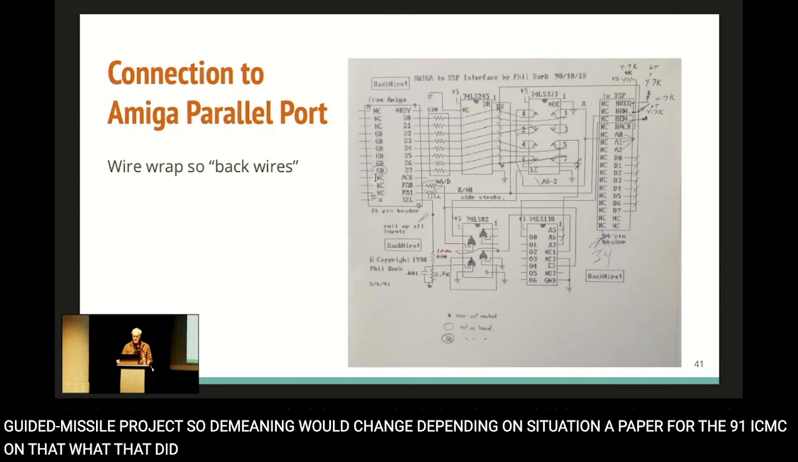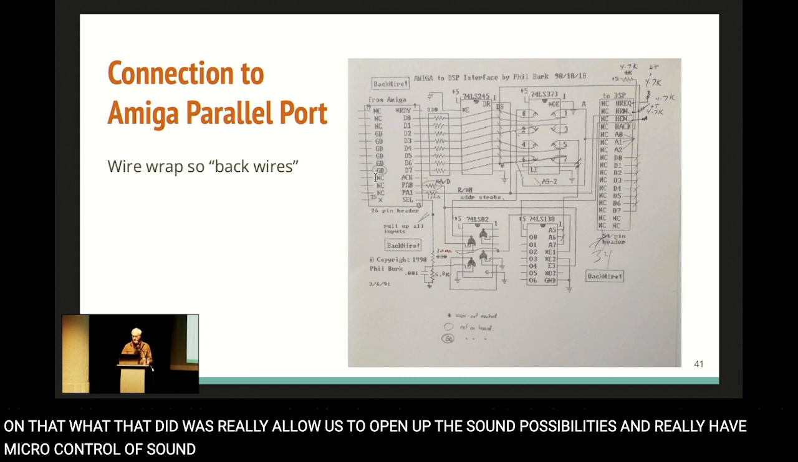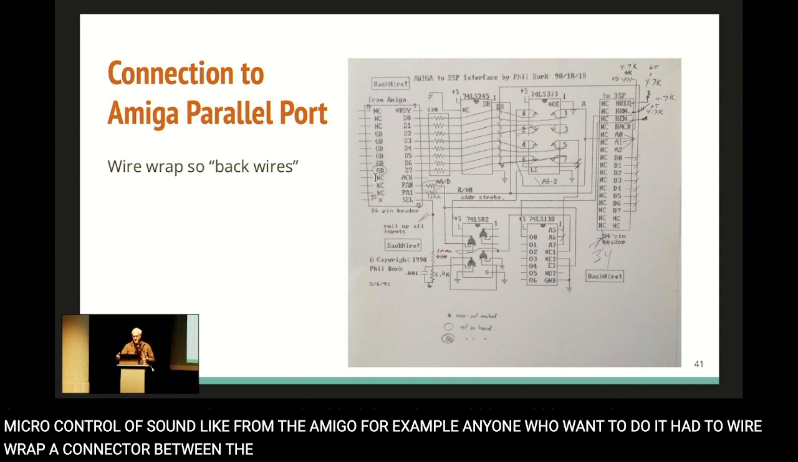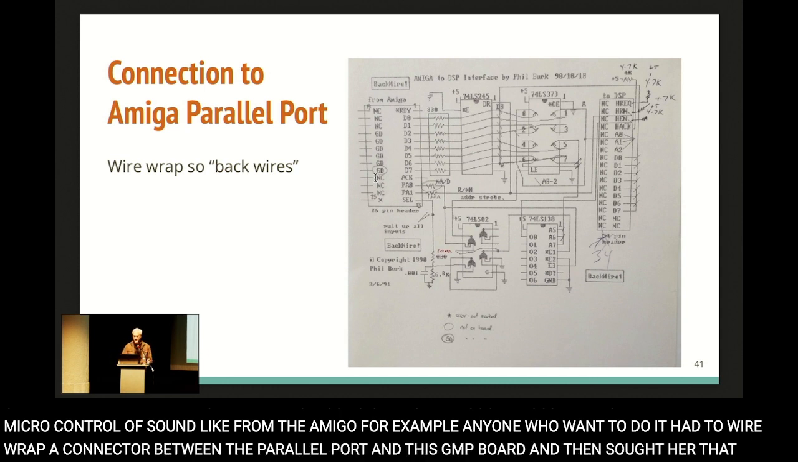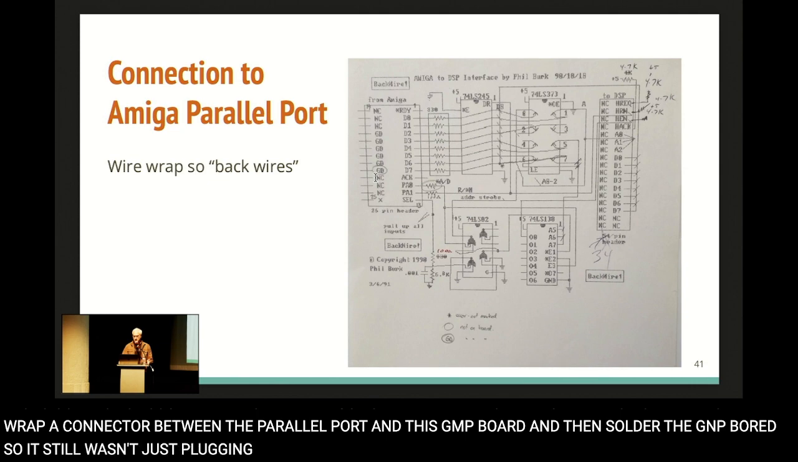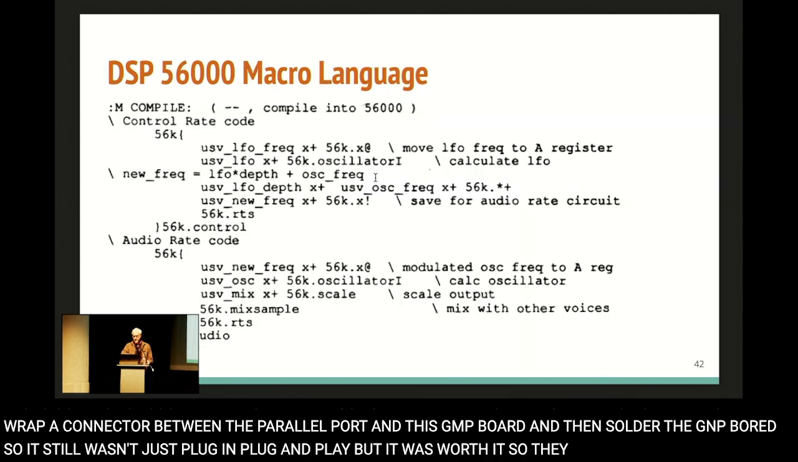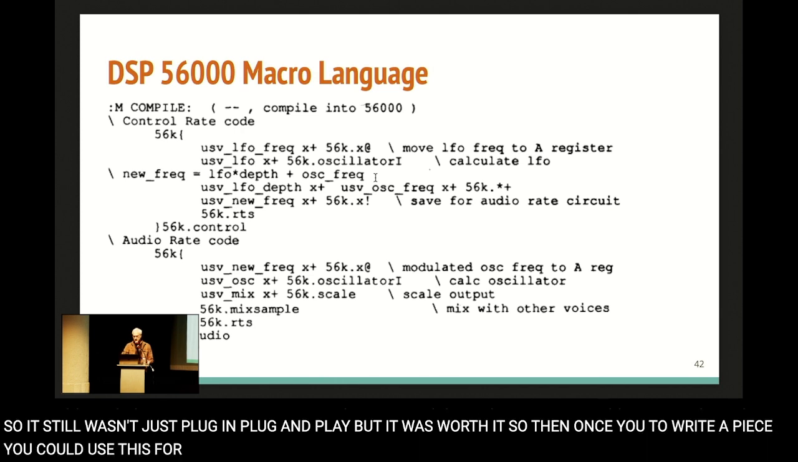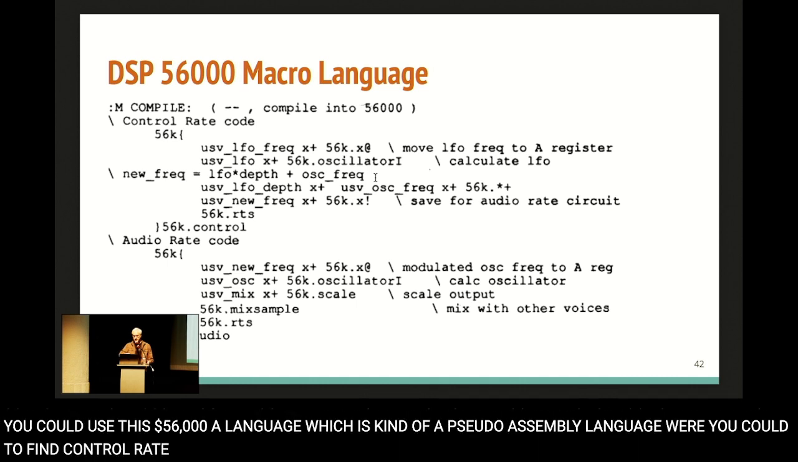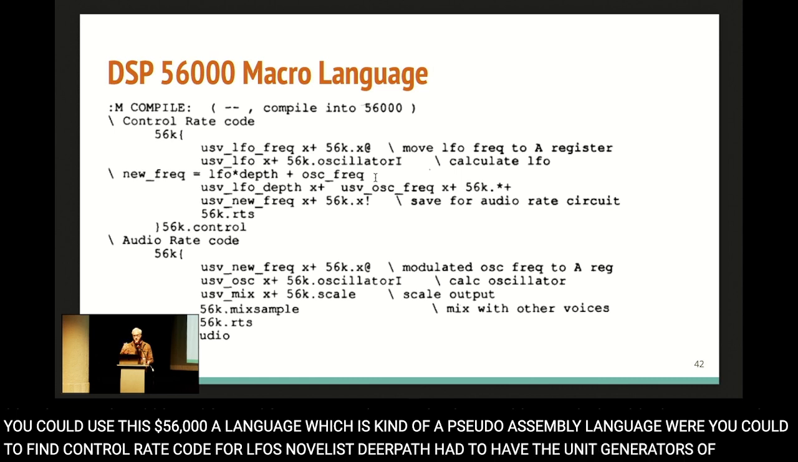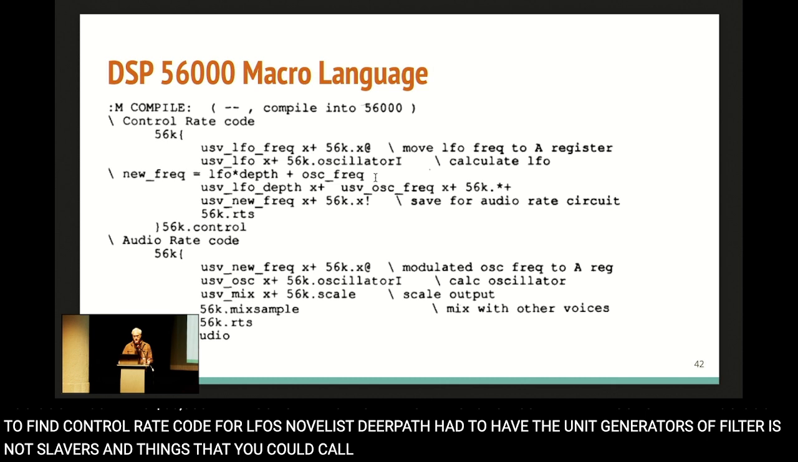What that did was really allow us to open up the sound possibilities and really have micro control of sound. But from the Amiga, for example, anyone who wanted to do it had to wire wrap a connector between the parallel port and this GMP board and then solder the GMP board. So it still wasn't just plug and play, but it was worth it. So then to write a piece, you could use this 56,000 macro language, which is kind of a pseudo assembly language where you could define control rate code for LFOs and envelopes, and then audio rate code for the actual audio data path. And you had unit generators of filters and oscillators and things that you could call as macros from this language.